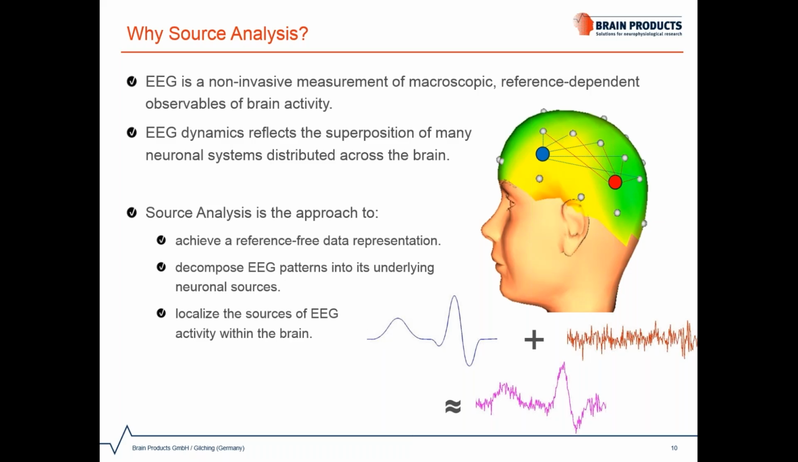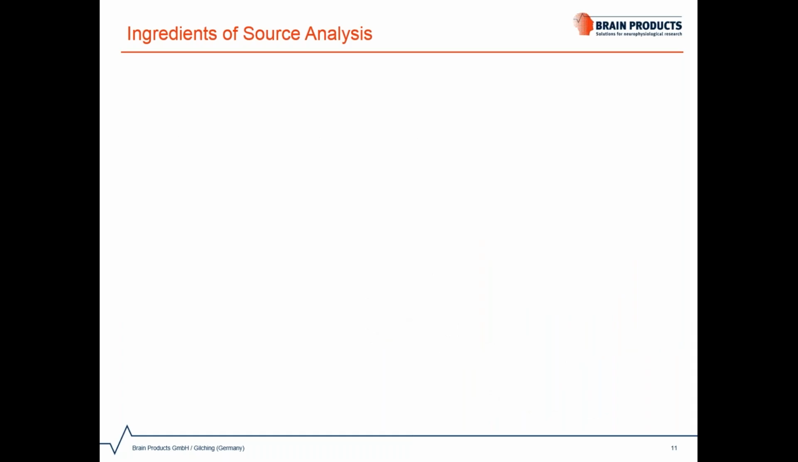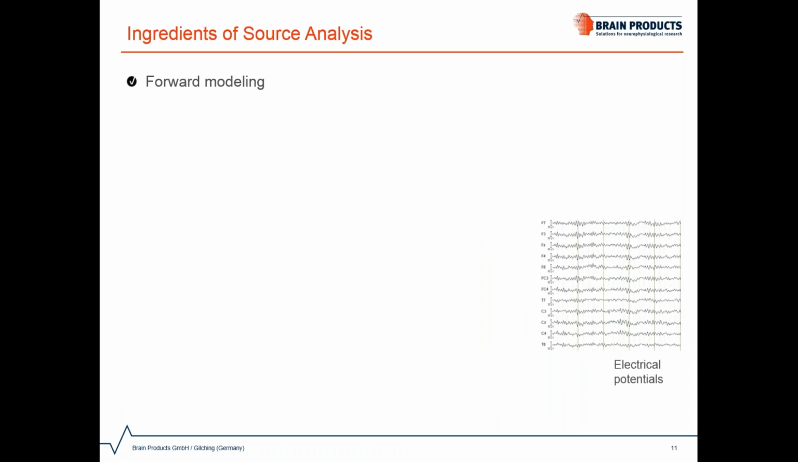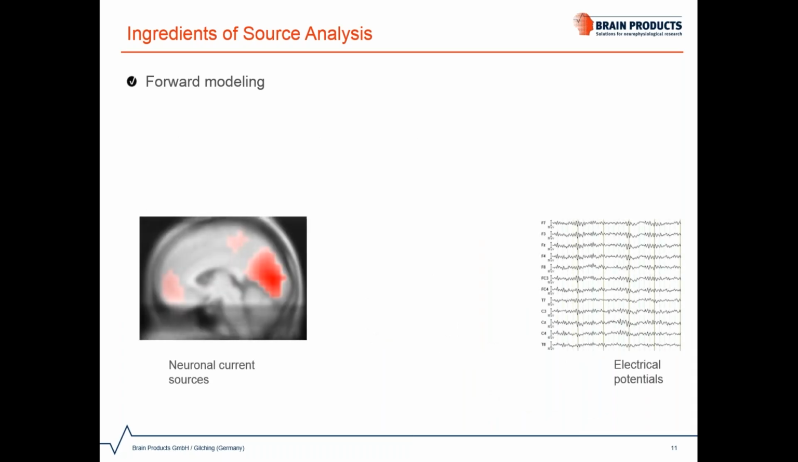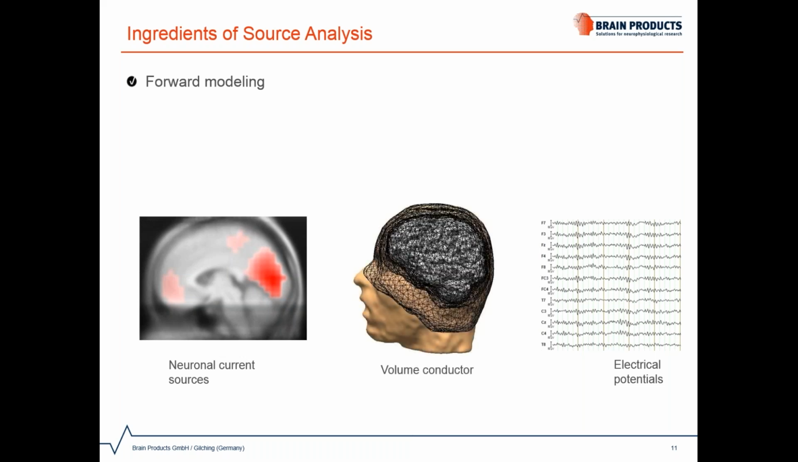Source analysis is not only answering the question of where the sources are, it also provides you with the time courses of each source. So, what are the ingredients of source analysis? The first ingredient is forward modeling, which involves calculation of the electrical potentials generated from the neuronal current sources propagating through a volume conductor medium.